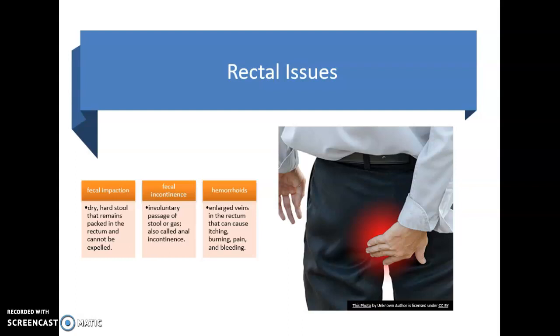Then fecal incontinence is just being incontinent of stool. And then hemorrhoids are enlarged veins in the rectum that cause itching, pain, burning, and sometimes bleeding.